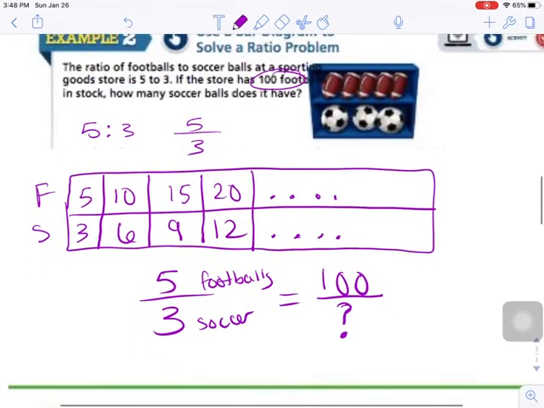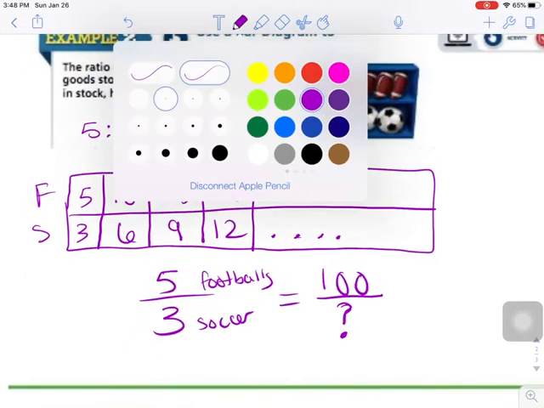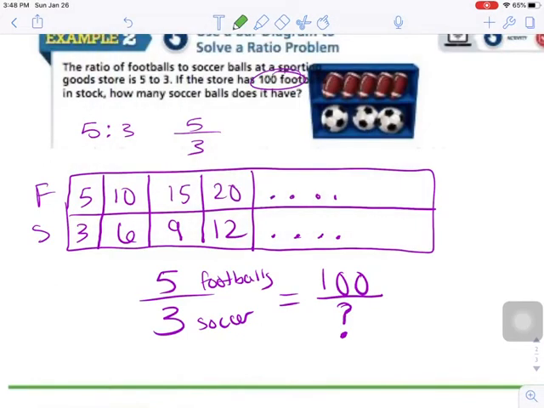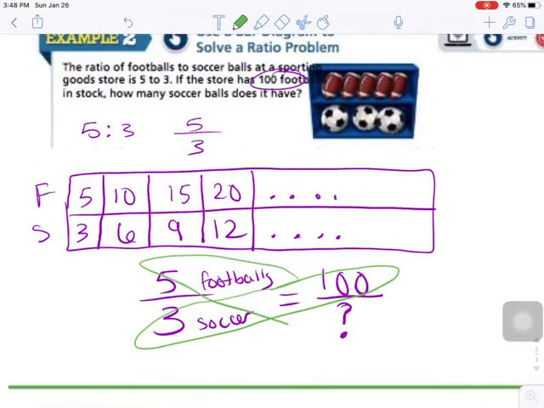So to solve for that, we can use cross multiplication, or what's called the butterfly method. So I just draw little butterfly wings. And so what I'm going to do is 100 times 3, and I'm going to set that equal to 5 times, and since it's an unknown, I'm going to use a variable. In this case, we're doing soccer balls, so I'm just going to say S. 5 times S, or just 5S.